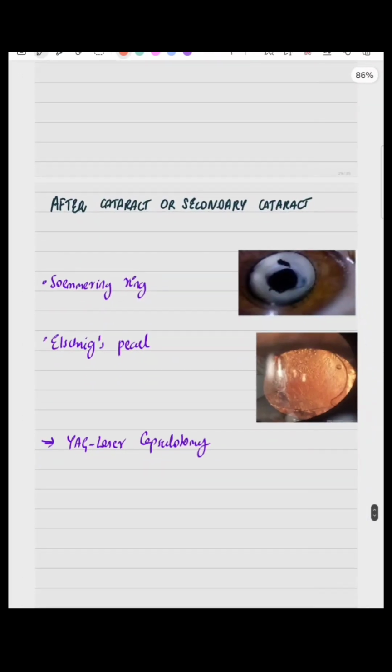Now coming to after cataract or secondary cataract, again this is also a complication of cataract surgery. It is opacity which persists or develops after ECCE.